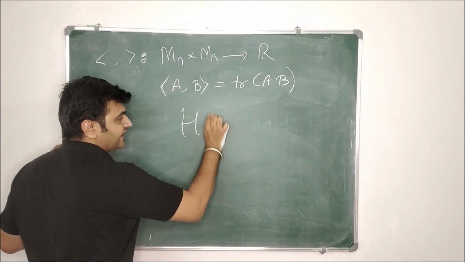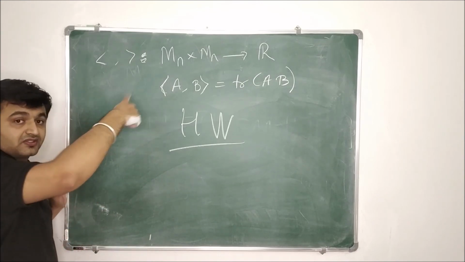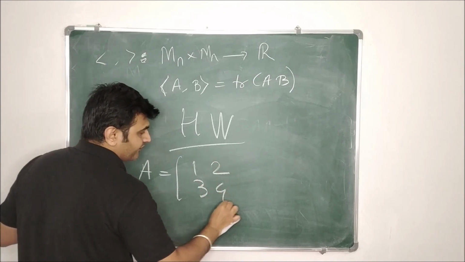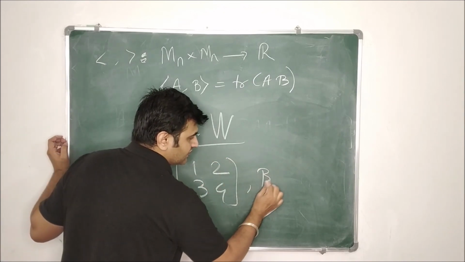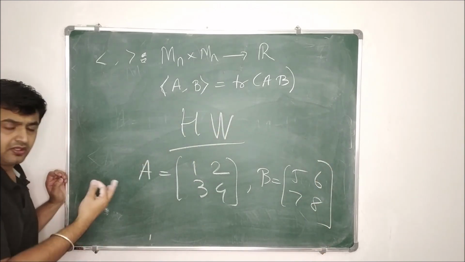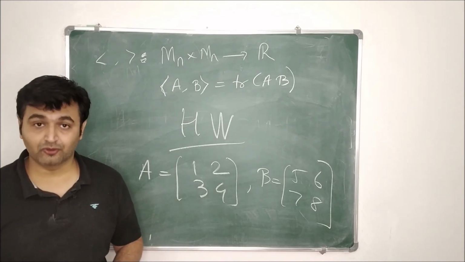So this is the second homework question I'm giving you. The first one is you have to tell me the angle for the solved problem which we have done, and the second is you have to tell me the angle between these two square matrices, 5, 6, 7, 8. Same, the inner product is the trace of AB transpose. So these are the two homework problems for you.